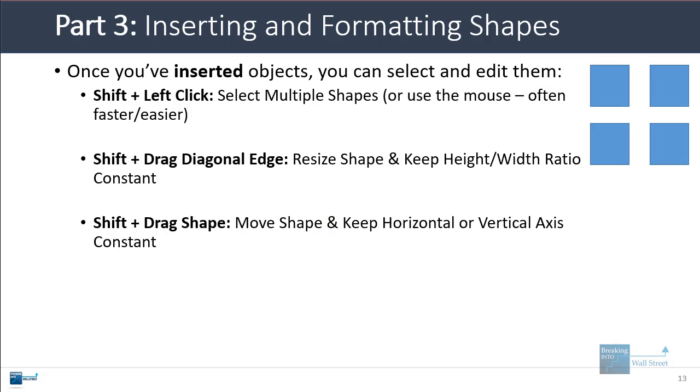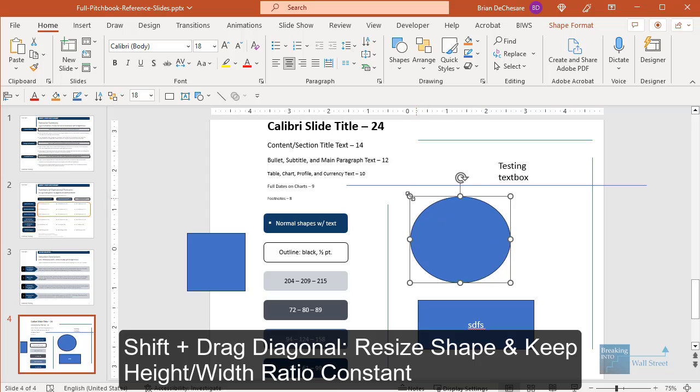If you press Shift and then drag the diagonal edge of a shape, it lets you resize the shape while keeping the height to width ratio constant. So here, for example, with this oval, if I press and hold Shift and then drag the diagonal edge like that, it lets me resize it, and then same with the shape over here.